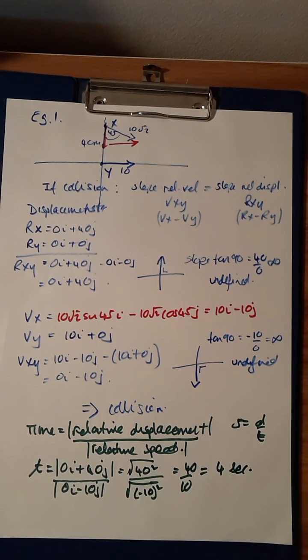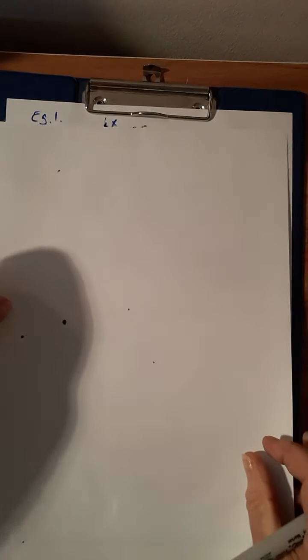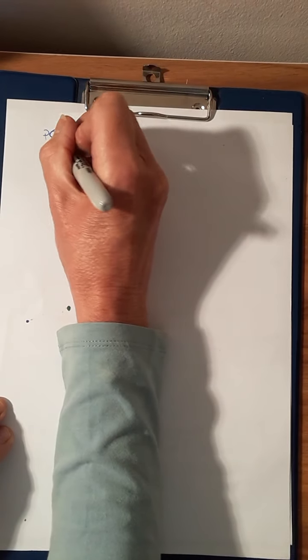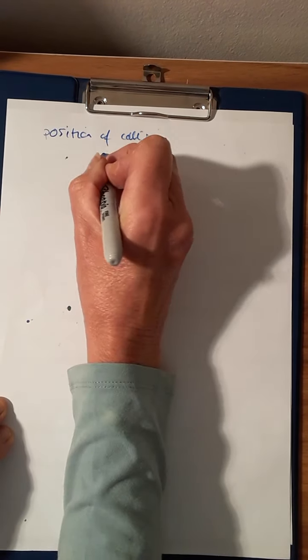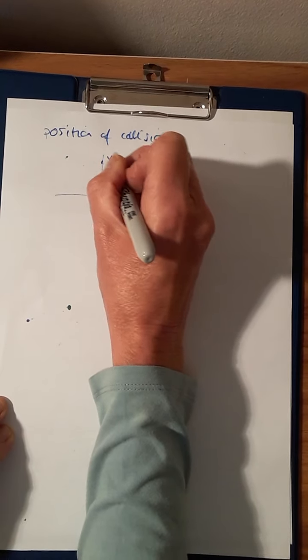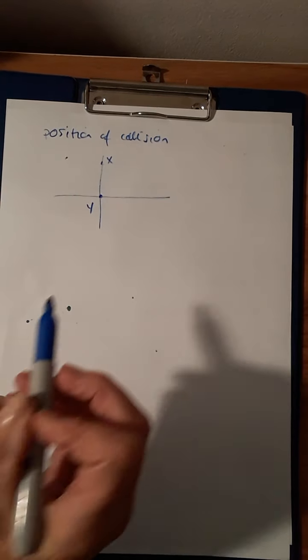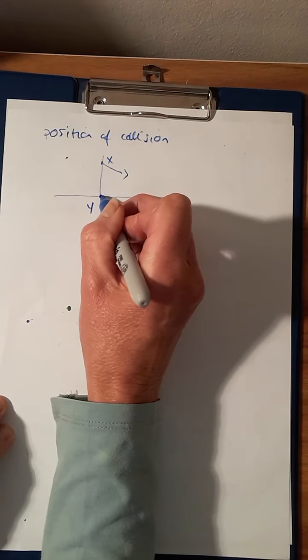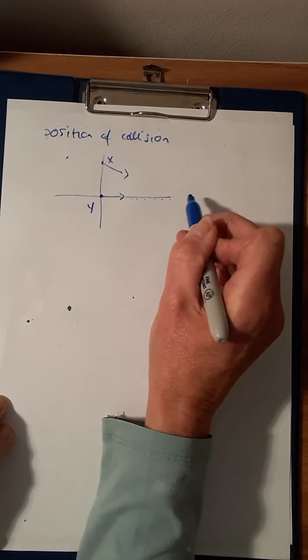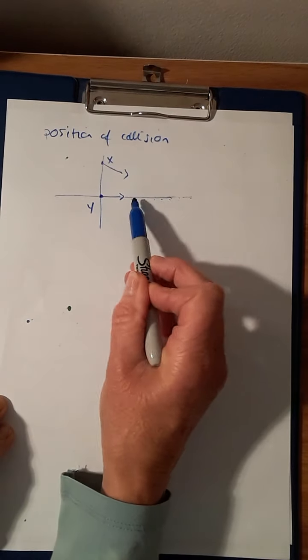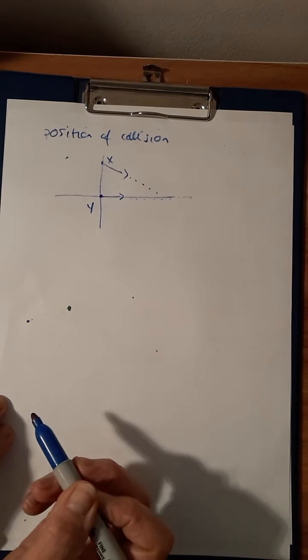Now the next part of the question says, where does this happen? Where does the collision happen? So the next thing is the position of the collision. So back to the beginning again. Here's x, y was at the origin, and they're going to continue on for 4 seconds going in the direction that they're going, and they'll collide. We've proved that there will be a collision. We just want to see where it will happen. Obviously we can see that if y doesn't move from the y-axis, it's going to happen somewhere along that axis.